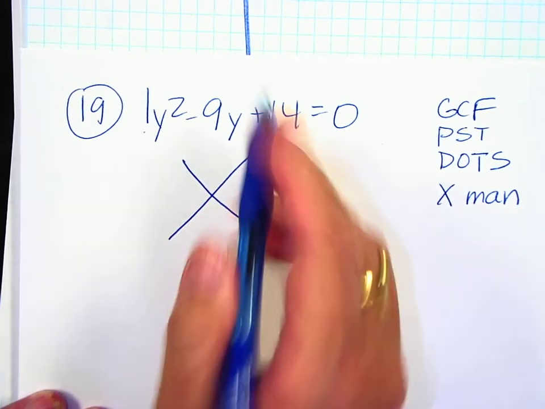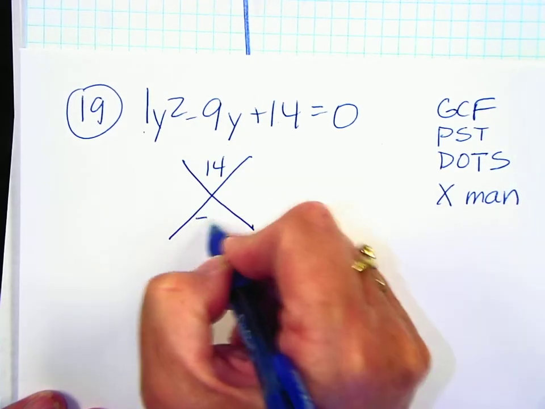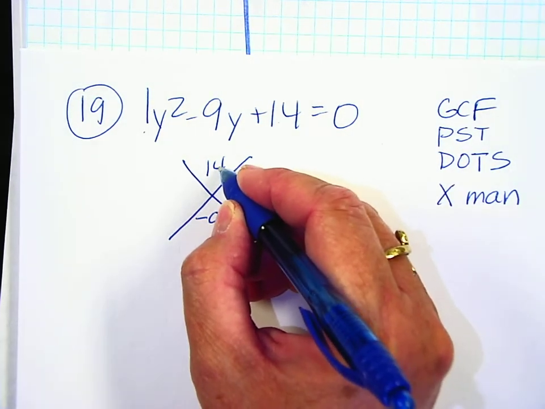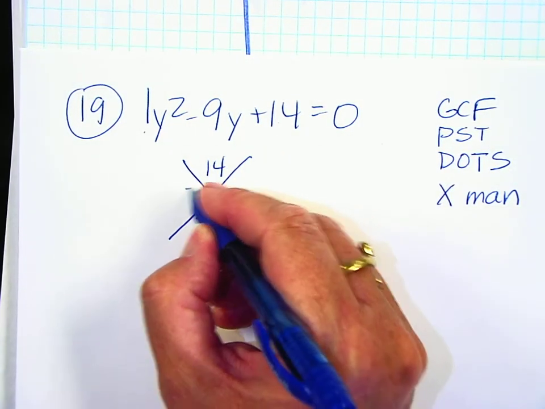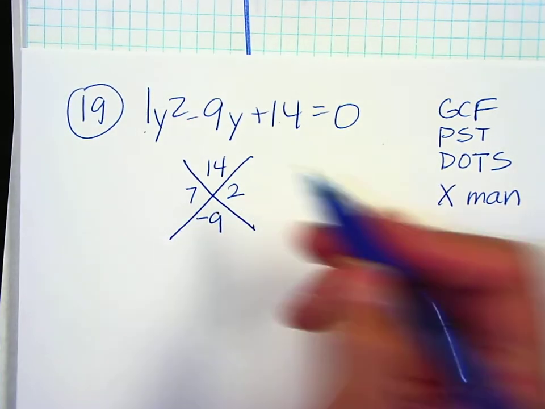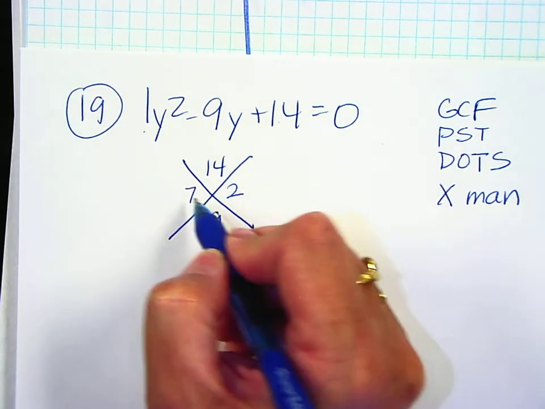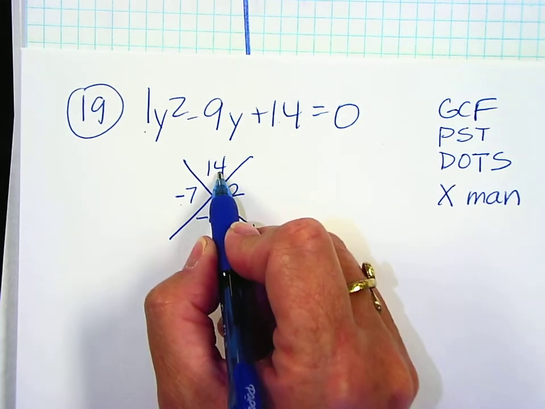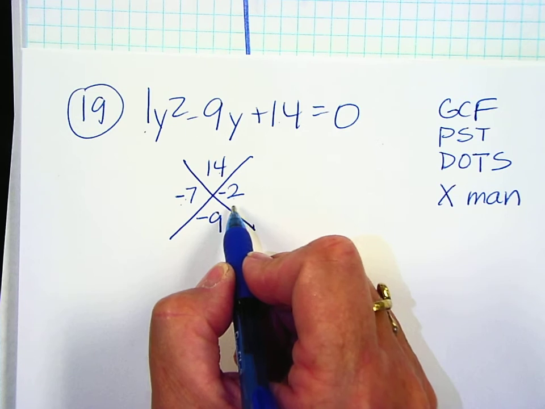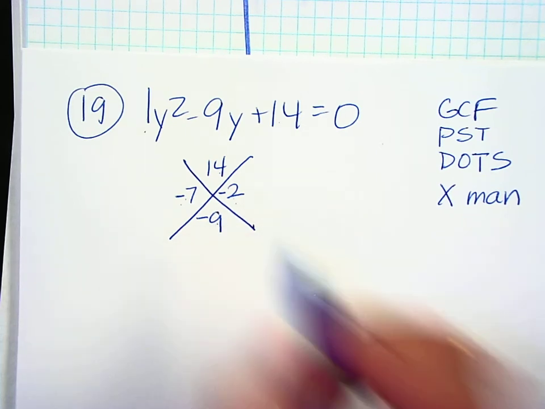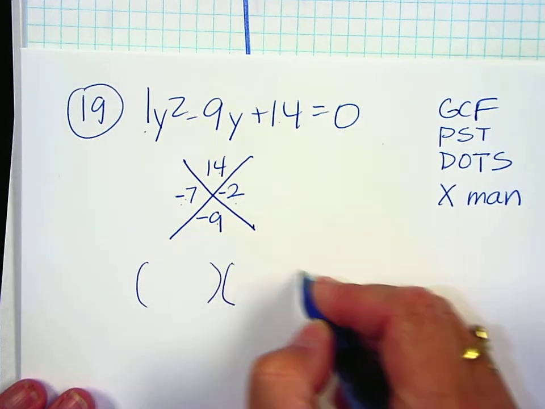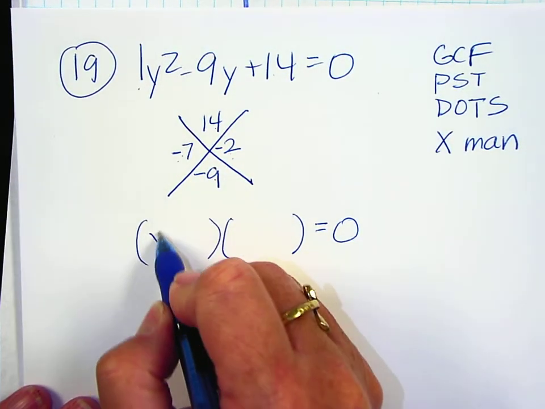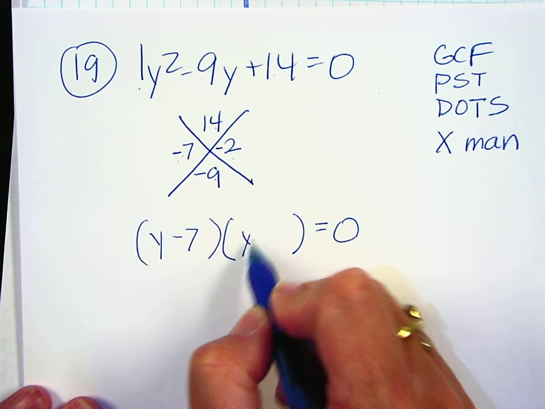A times C is 14. B is negative 9. What two numbers multiplied together equal 14 and added together equal negative 9? Well, I know 7 times 2 is 14, but 7 plus 2 doesn't equal negative 9. But if I make both of these negative, negative 7 times negative 2 is positive 14, and negative 7 plus negative 2 is negative 9. So my two factors are, don't forget it's still equal to 0, y minus 7 and y minus 2.